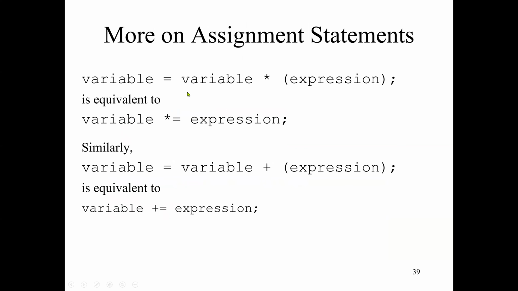So these are a few examples of assignment statements. For example, we have variable equals variable times expression, which means the result of variable times expression will be stored into the variable. This is also equivalent to writing variable *= expression, because the variable name is the same on both sides. Same thing with addition. I have a variable with old content, I add it to an expression, then give the result back to the same variable. So I can write it as variable += expression.